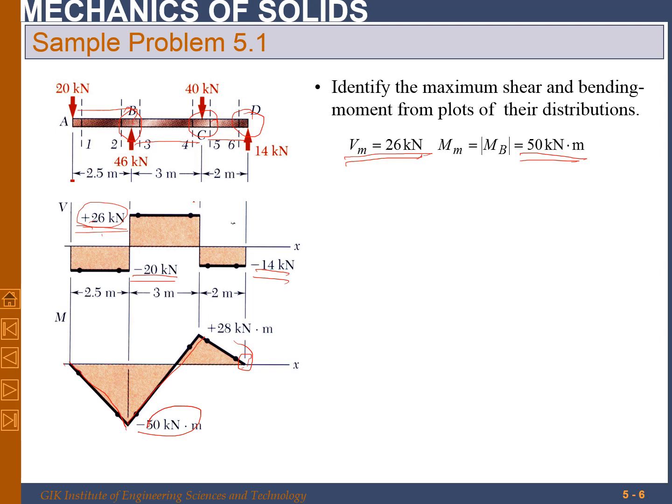Now in order to find the maximum stress, we know the cross section. The cross section is a rectangular cross section, and if you remember, it's a rectangular cross section of 80 by 250 millimeter. So this dimension is 80 millimeter, and this dimension is 250 millimeter.